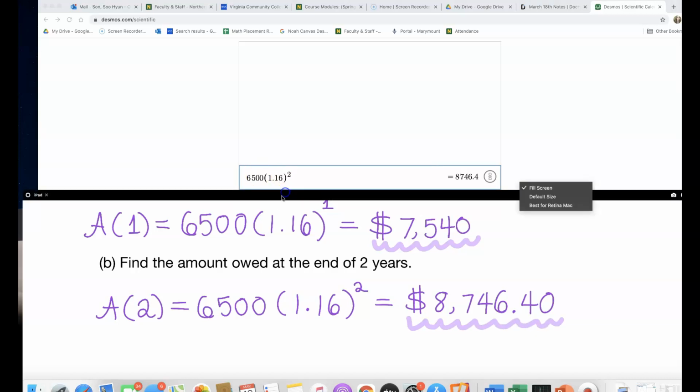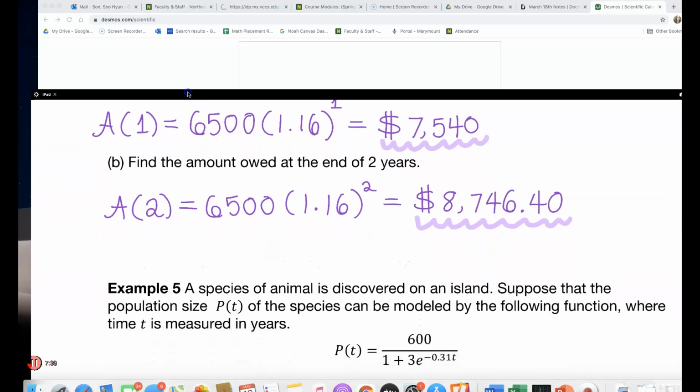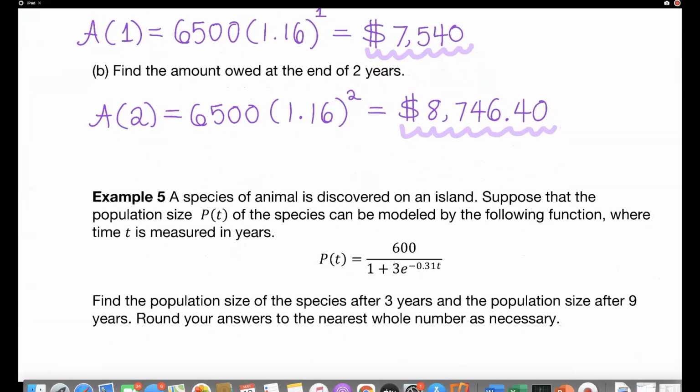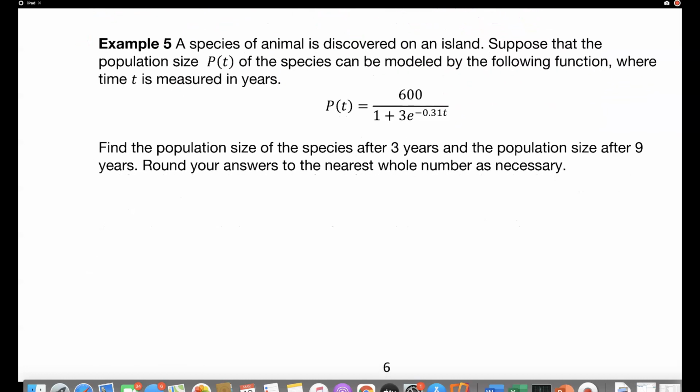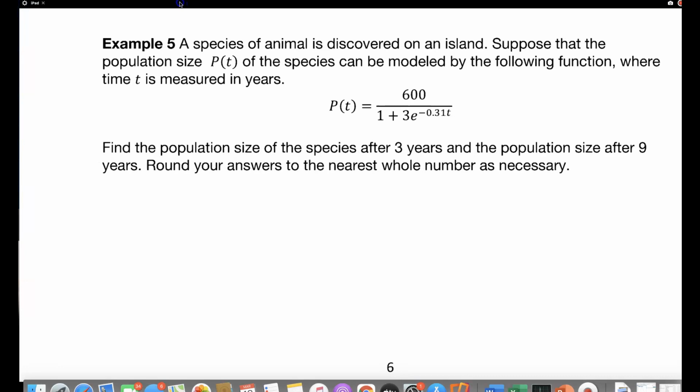Alrighty, so that was a very good example. Let's do the very last one. Example number 5. Now this is a special function, but they gave us an equation, so all we need to do is just use it. So no worries. Let's read this. A species of animal is discovered on an island. Suppose that the population size P of t of the species can be modeled by this following function, where time t is measured in years.